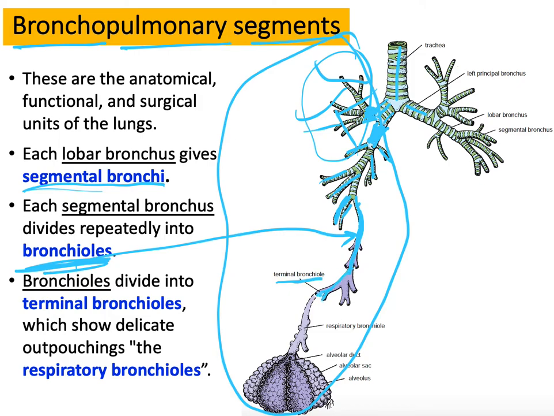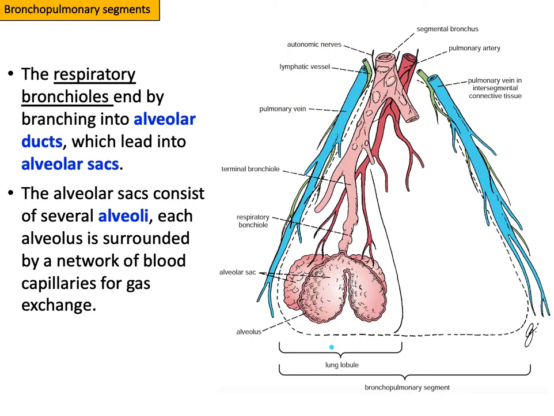Then terminal bronchioles give respiratory bronchioles, with small alveoli or bulges, shown here. When you see these bulges, you have to remember these are the respiratory bronchioles. Now, respiratory bronchioles give alveolar ducts. Alveolar ducts open into alveolar sacs. The alveolar sac has many alveoli, you see here, right? So this is the end of the airway.